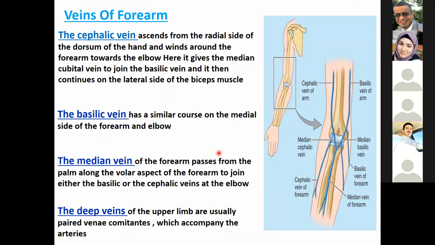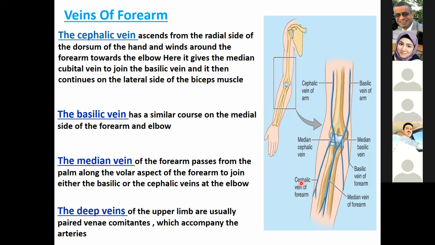Veins of the forearm. The cephalic vein ascends from the radial side of the dorsum of the hand and winds around the forearm toward the elbow. Here it gives the median cubital vein to join the basilic vein, and it then continues on the lateral side of the biceps muscle. This is the median cubital. This is the cephalic vein of the forearm and the cephalic vein of the arm.